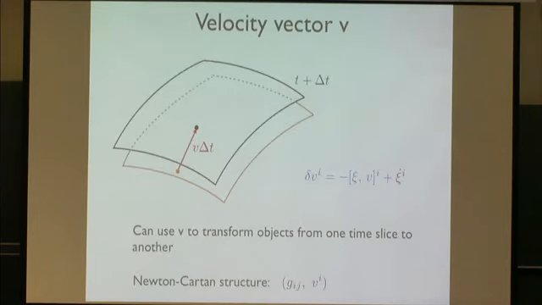So in order to define parallel transport, we need to introduce another component to the geometric structure. Let me call that the velocity vector. That velocity vector is something that connects one point in the manifold at time t to another point in another manifold at time t plus delta t. So it's not a vector in the tangent space at a given time. It is something that allows you to go from one time to another time. So the Newton-Cartan structure can be thought of as something composed of the metric at any given time and a vector that connects one time to another.